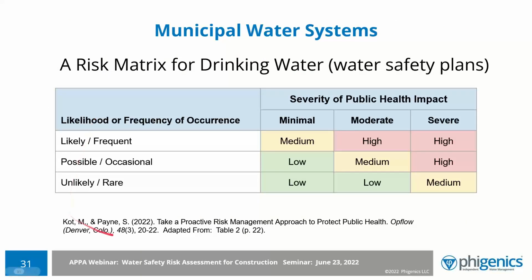So recently, in 2022, I saw that someone for capital improvement for municipal water was publishing, Cott and Payne in OpFlow from AWWA, published severity of public health impact in minimal, moderate, and severe of what they're dealing with in these capital improvement projects, and then what's the likelihood of that happening to the population. And then they were talking about how you would define that.